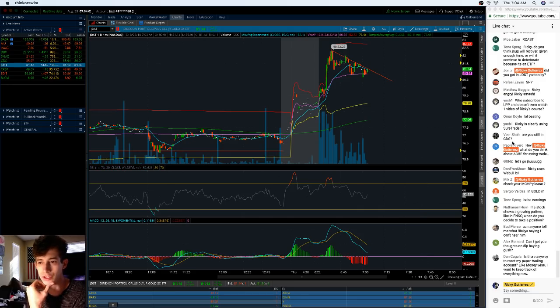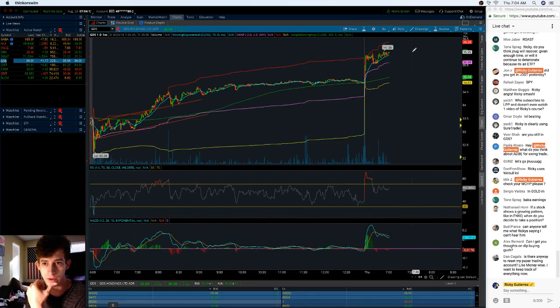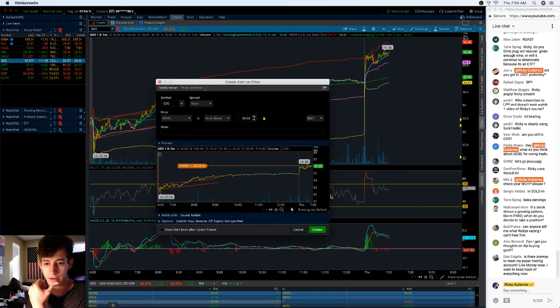So are you still in GDS? No, I was in GDS last week if I'm not mistaken. I did not trade it at all this week. So congrats to all those that are. We're approaching that resistance at $36, so I would watch out for the break above that.